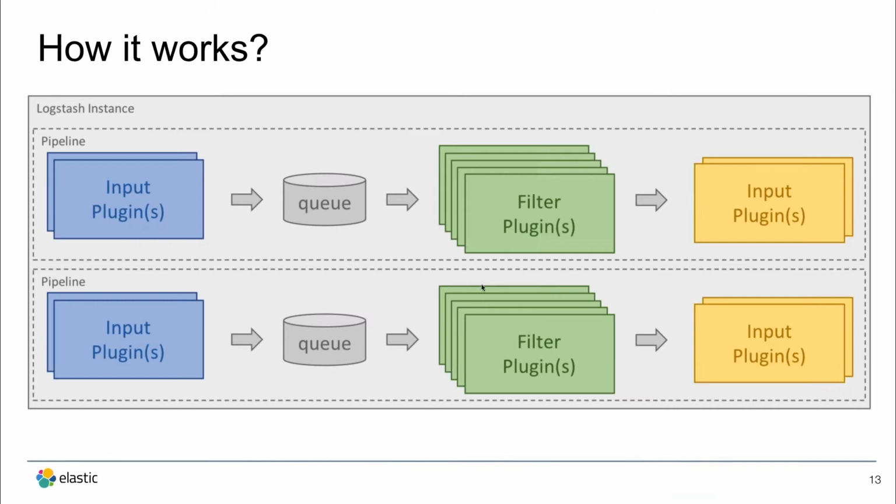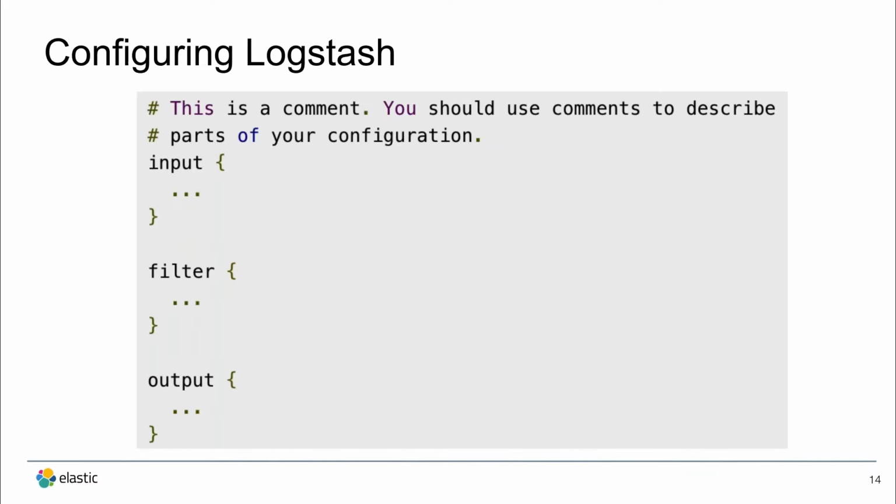But why are there multiple pipelines? We'll definitely see what a pipeline is and how it works. But how do you configure this Logstash?